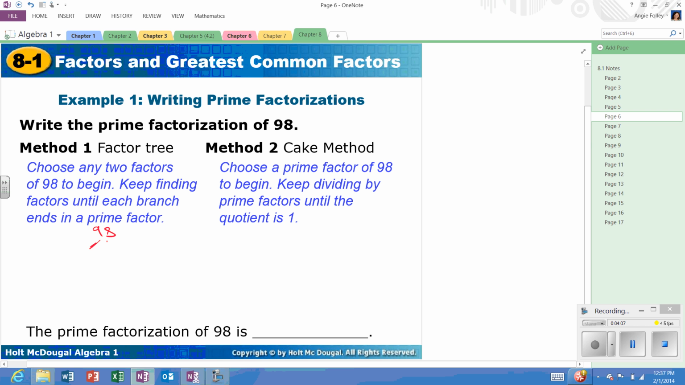If it's even, I think the easiest thing to start with is 2 and whatever the other number that goes into it is. So I always, if it's even, just start with 2. This first number, 2, is already prime, so it's done. So we need to break down 49 more.